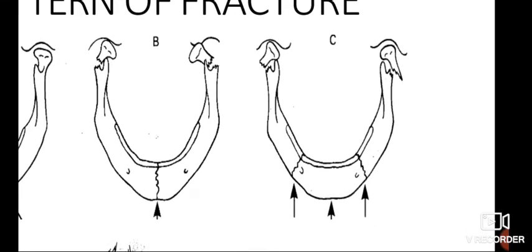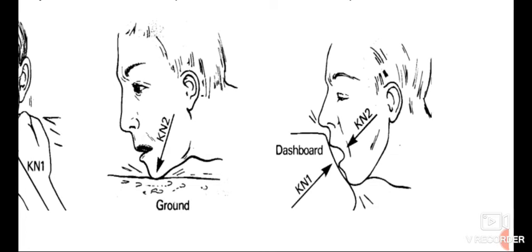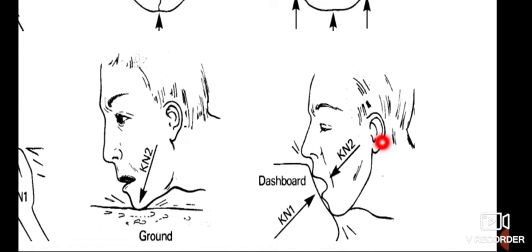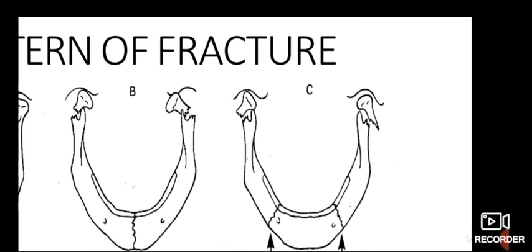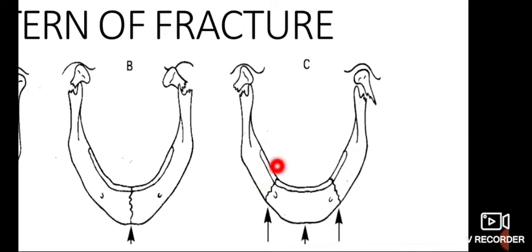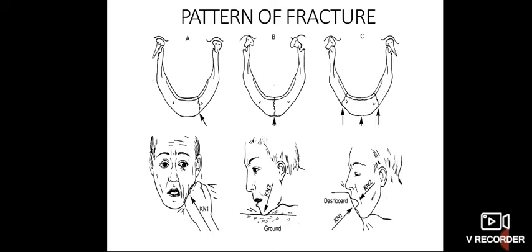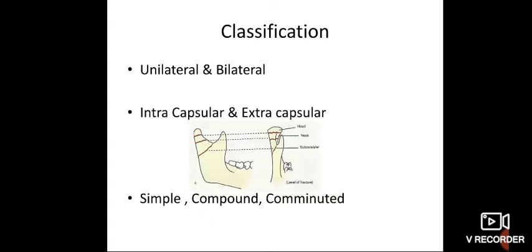Now in kinetic energy 3, you have both kinetic energy 1 and 2, that means the patient is in movement and the vehicle or the object is also in movement. This is like a car dashboard injury where the car is also moving, the patient being the driver, and the patient is also in motion due to whiplash injury and hits the dashboard. So you will end up with bilateral parasymphysis fractures and bilateral condyle fractures. These are the three possible mechanisms of condylar fracture and the biomechanics involved.